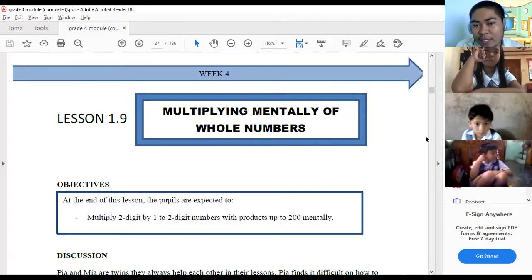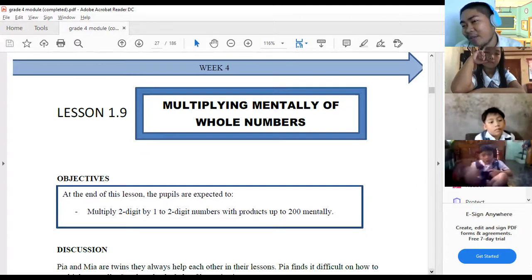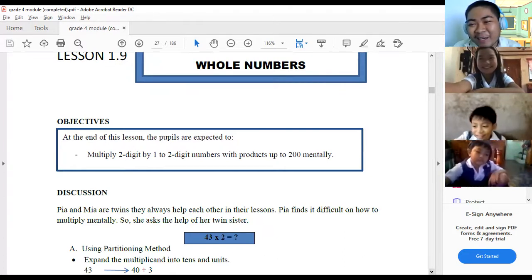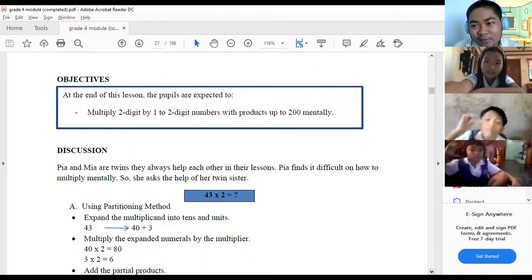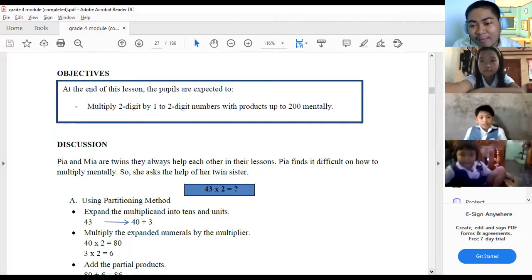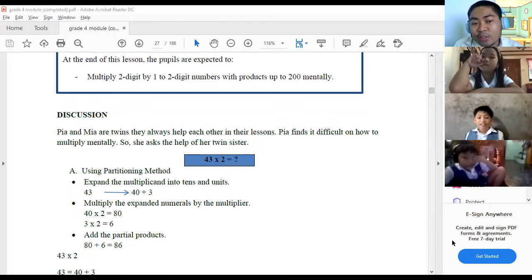Okay, so we also have multiplying mentally of whole numbers, or mental math. When we say mental math, you are using your mind. Your mind, not your brain. The brain is the one that is functioning. The mind is the way you think, di ba? So in mental math, you just need to think of the easiest way on how to solve the problem.